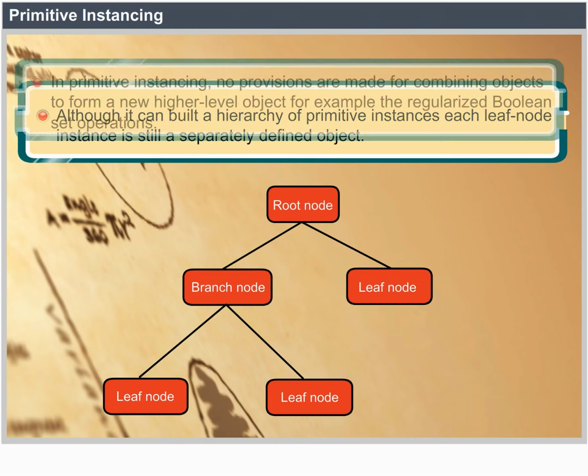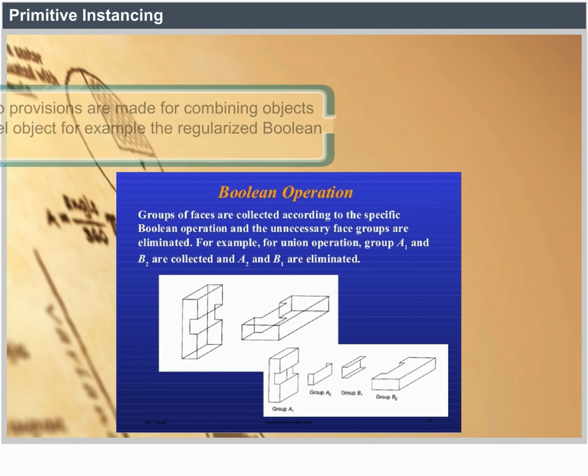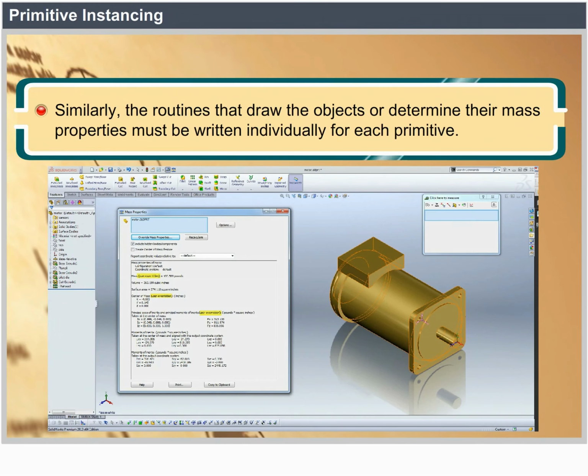Although we can build up a hierarchy of primitive instances, each leaf node instance is still a separately defined object. In primitive instancing, no provisions are made for combining objects to form a new higher-level object, using, for example, the regularized Boolean set operations. Thus, the only way to create a new kind of object is to write the code that defines it. Similarly, the routines that draw the objects or determine their mass properties must be written individually for each primitive.